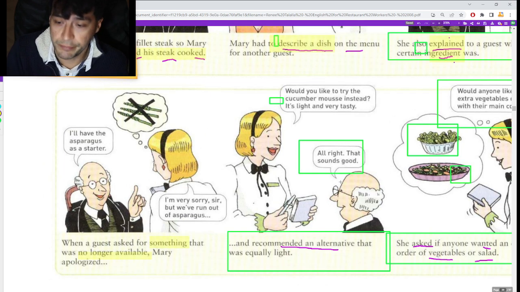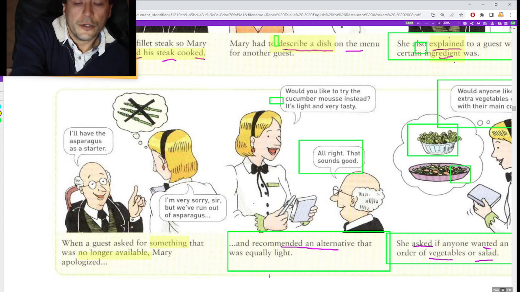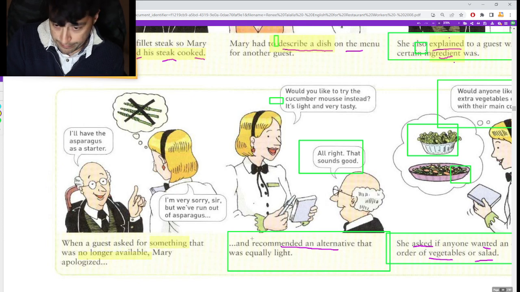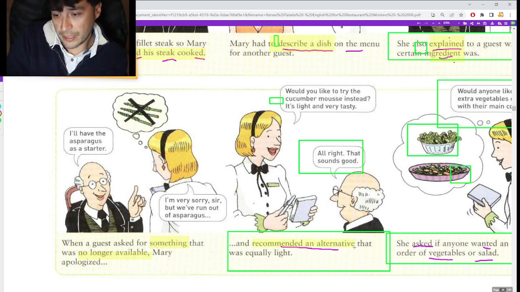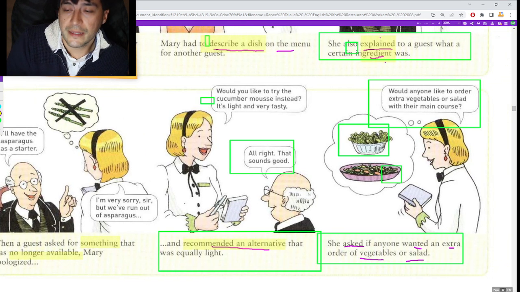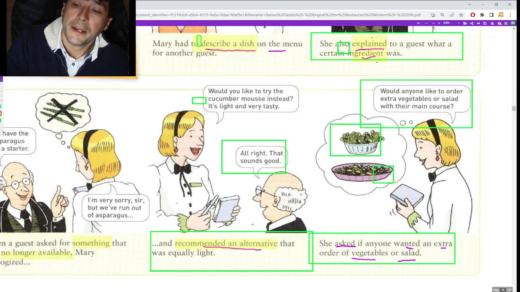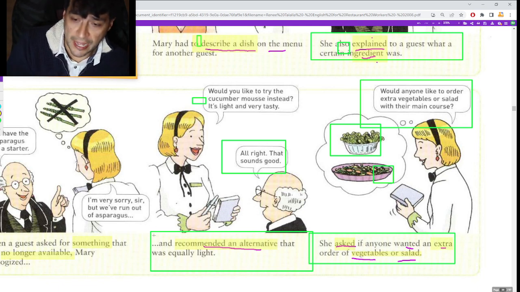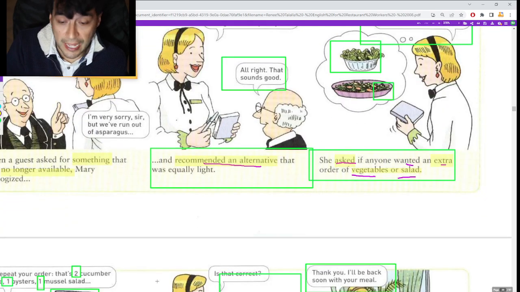Next picture. No longer available, so recommend an alternative. Sir, I recommend the cucumber mousse. Recommend an alternative. Next picture: ask about extra salad or vegetables. Extra salad on the side. Vegetables on the side.